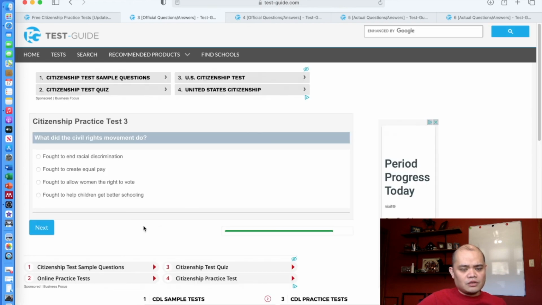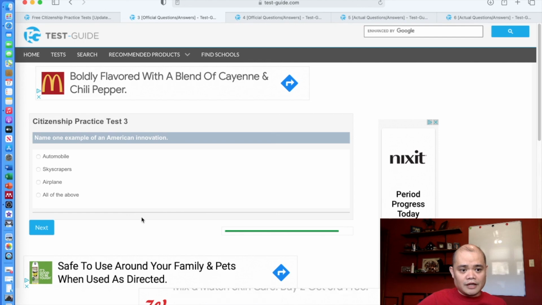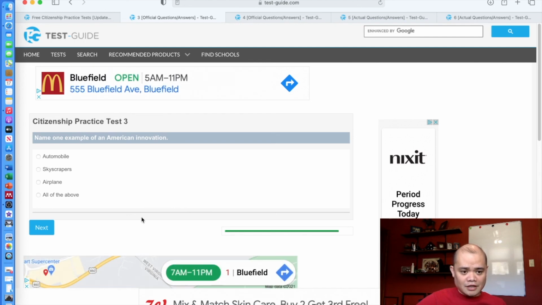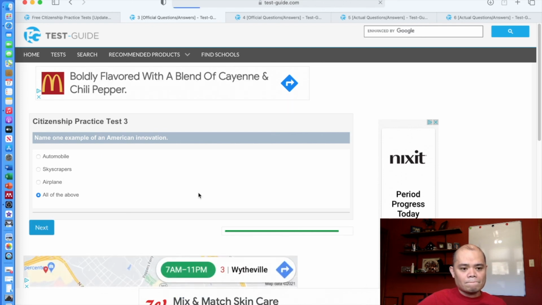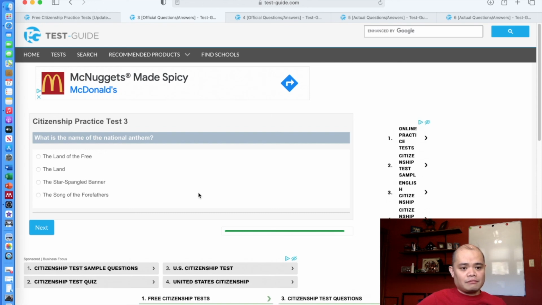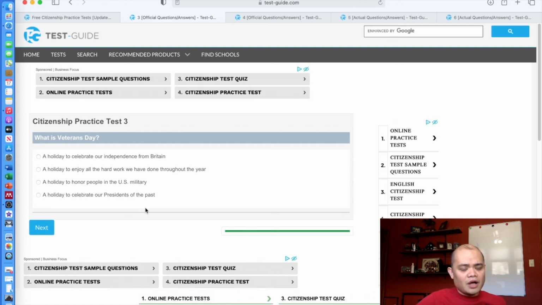What did the Civil Rights Movement do? Well, fought to end racial discrimination. Name one example of an American innovation. Automobile, yes. Skyscrapers, yes. Airplane, yes. Kitty Hawk, all of the above. Automobile is Ford. What is the name of the national anthem? Oh, say, Star-Spangled Banner. Can't you see? Okay, what is Veterans Day? It's a holiday to honor people in the U.S. military.